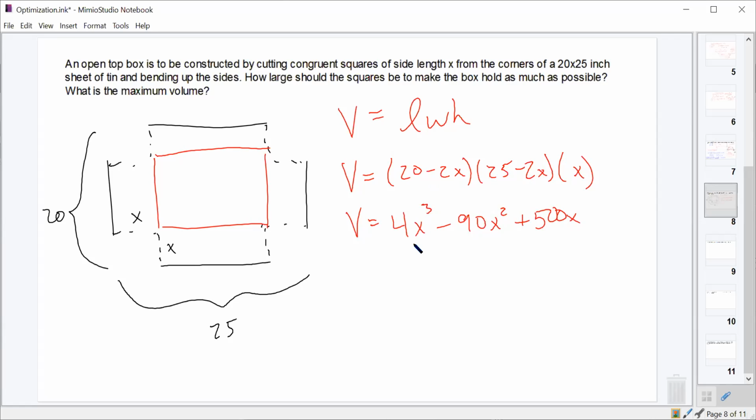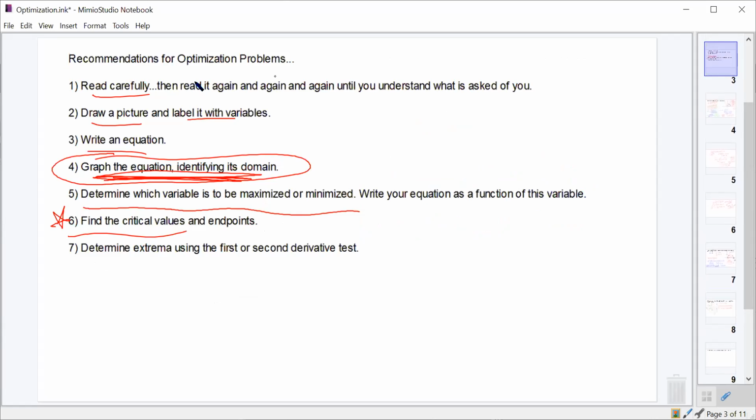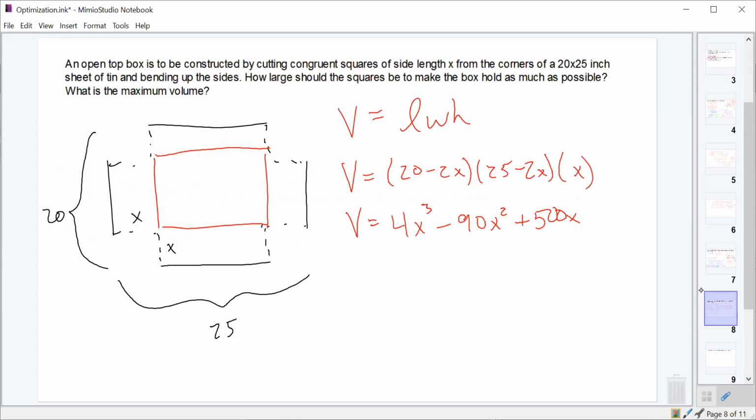And now, if we look back at all of our steps, we've read it, we've drawn our picture, we've written our equation. We didn't necessarily graph our equation to find its domain yet, but we'll do that in a second. So that'll be our next step. And then we want to determine what we're going to max or min. So what's the domain here?